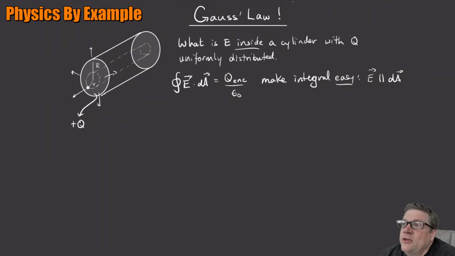And if I choose a cylinder outlined here, I just did the sort of dotted line. If I choose a cylinder to integrate over, and a long cylinder, so I don't have to worry about the end caps, E is everywhere parallel to dA. So I'm going to be fine. That dot product is going to disappear. So this is just going to become E dA is equal to Q enclosed over epsilon naught.